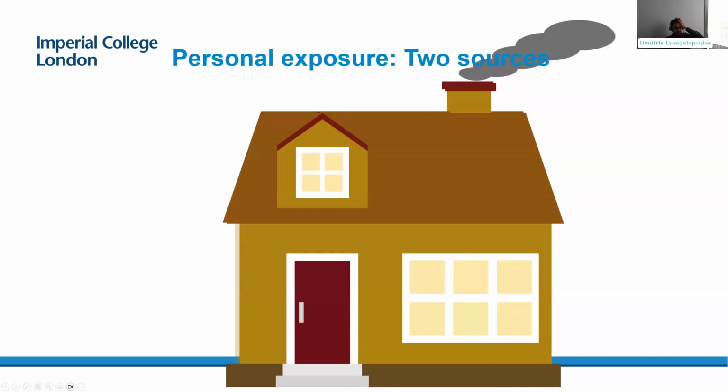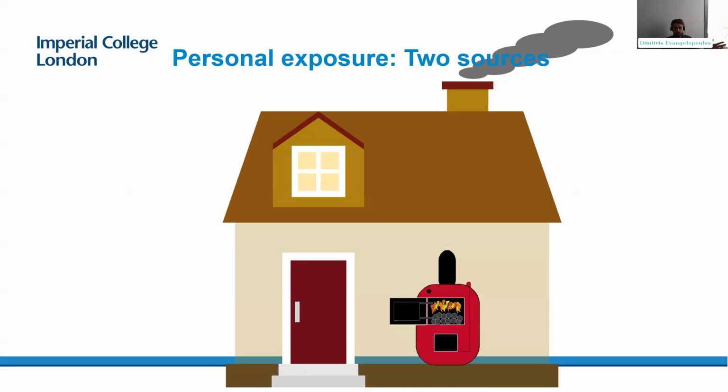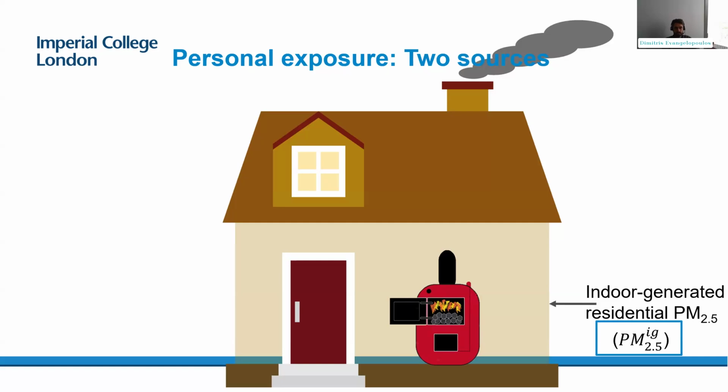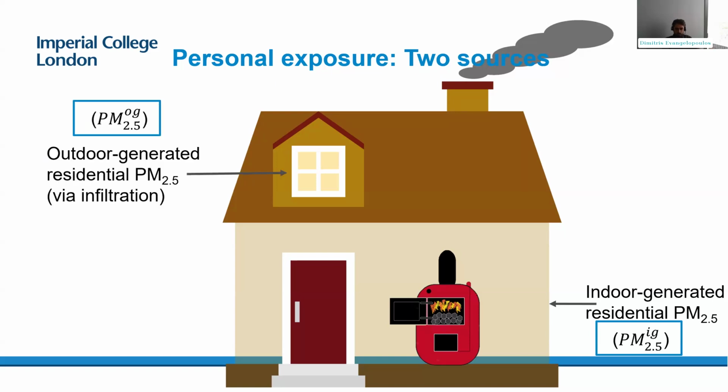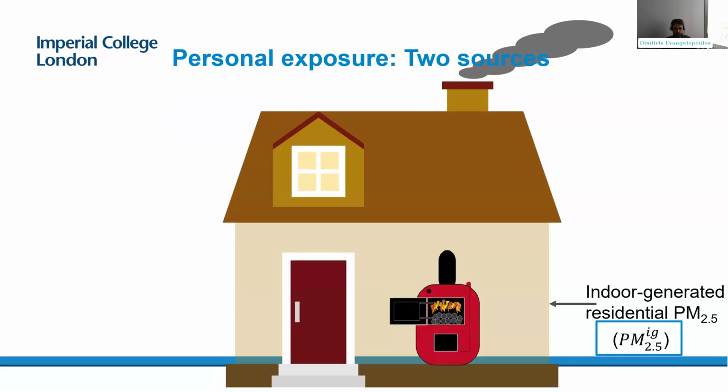Now I have this slide because an important part of the analysis was our exposure separation into indoor and outdoor sources. So we're all exposed to pollution, but we're not exposed to the same sources. Some of them are indoor generated. As I said, it can come from cooking, from heating, or from cleaning products. And some of them are outdoor generated. We have outdoor generated pollution, which infiltrates indoors. So we're exposed to outdoor pollution both inside our home and outside our home.